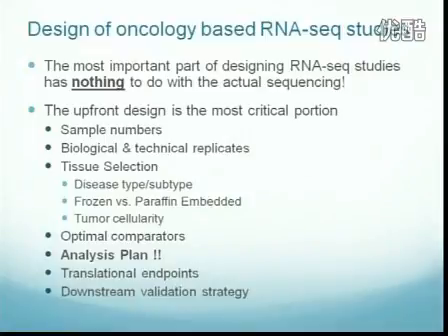Tissue selection, I'm going to talk a little more about this in the next couple of slides: what disease type you're going to use, whether there are subtypes of that disease, or whether you use frozen tissues versus paraffin-embedded tissues, tumor cellularity, meaning how much tumor is actually present versus normal tissue in your samples, and optimal comparators. You'll see a little more about this later, but what is your control? This is very important in RNA-seq studies. I can't stress enough an analysis plan: sitting down with people like Yun Long and bioinformaticians to really hash out what your analysis plan is ahead of time. Your translational endpoints: if you're going to work in oncology, how can we apply this to the patient? And what is your downstream validation strategy? Once you're done with the study, how are you going to validate your findings from your RNA-seq?